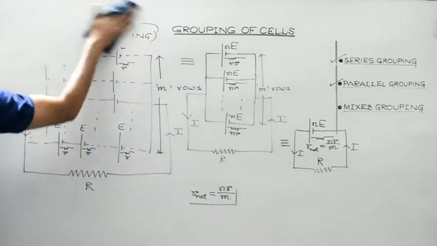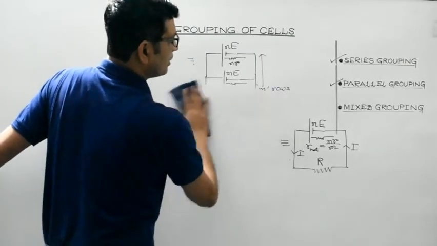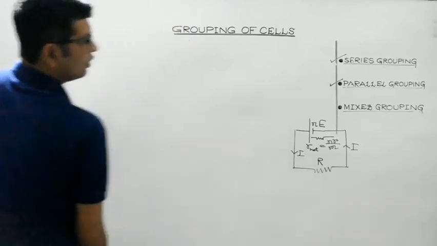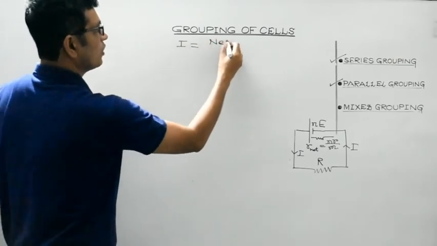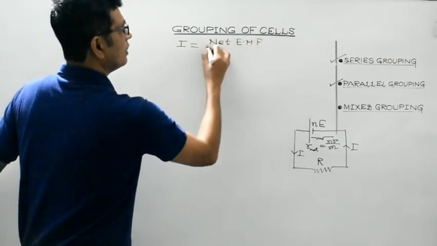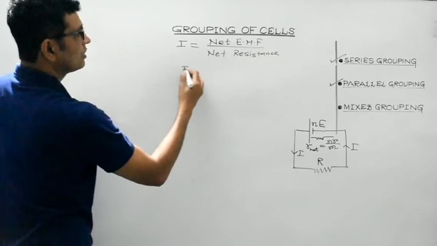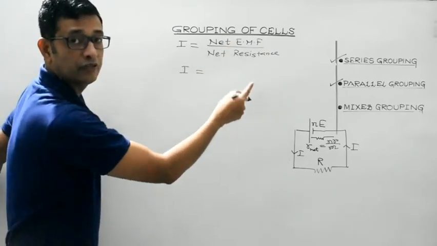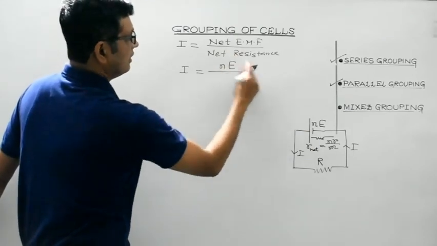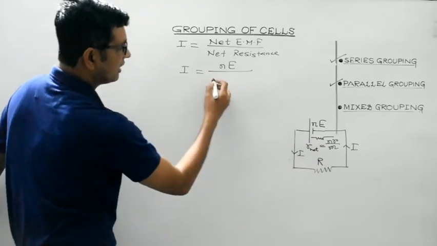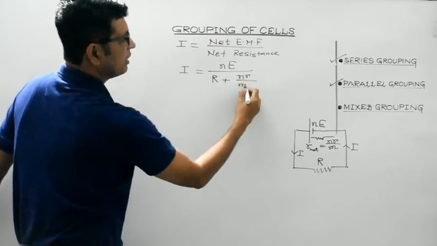So let's do it. Net current in any circuit, as you are aware, is given by net EMF divided by net resistance. Net resistance, students, is the sum of the net external resistance and the net internal resistance. So net EMF is nE. Net resistance is the sum of external resistance and internal resistance. Net external resistance is R, and net internal resistance is nr divided by m.